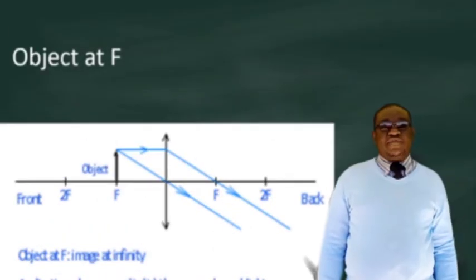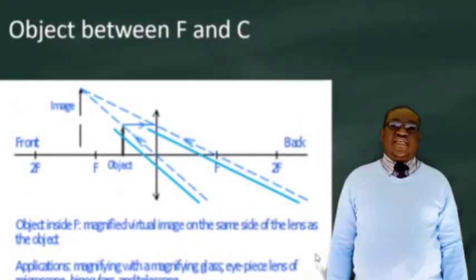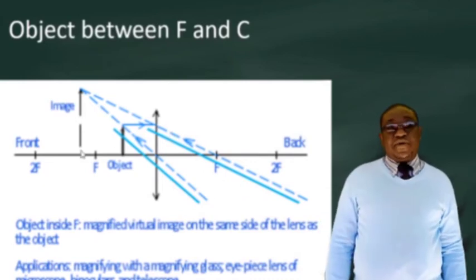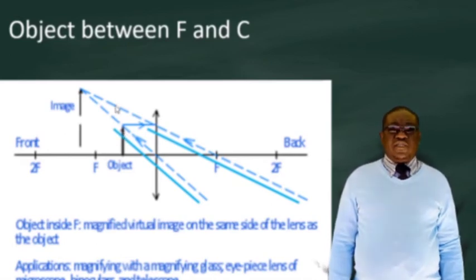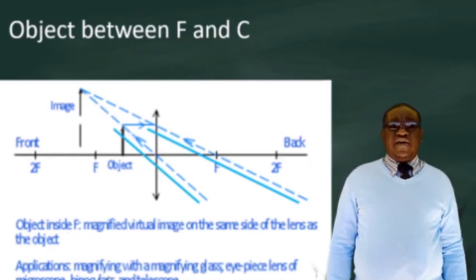Now, when the object is placed between F and the optical center, there is no convergence on the other side of the lens. Instead, convergence will be on the same side where the object is. The image is going to be upright, larger than the object. It is virtual. Why? Because there are no light rays that reach the image. So this is an application of the lens as a magnifying glass.